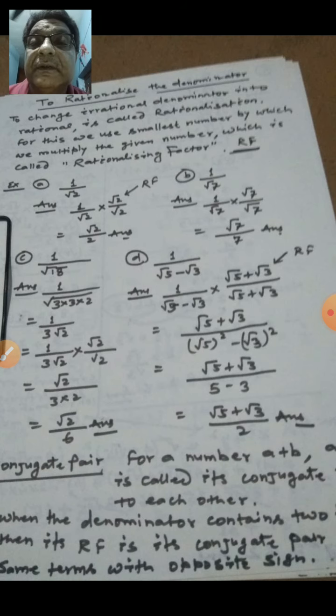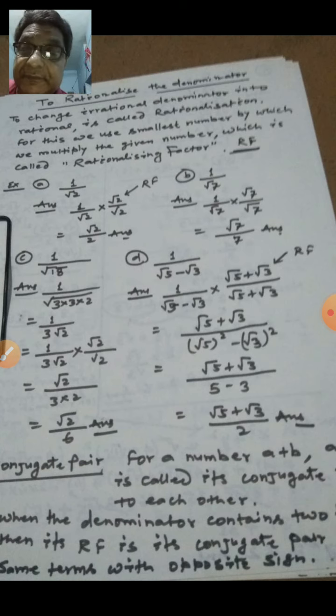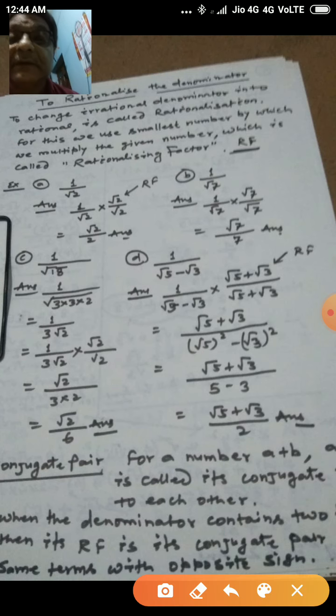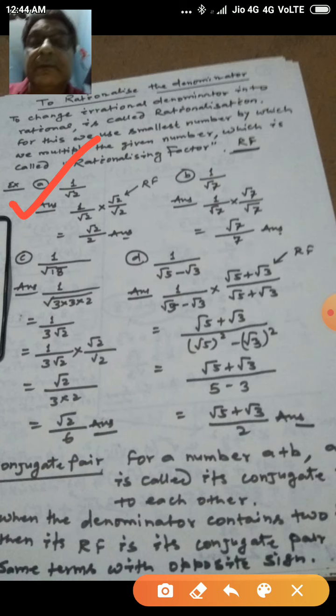And for this we multiply the given number, both in numerator and denominator, by the smallest number. That number is called the rationalizing factor. In short, it is RF, rationalizing factor. So now take some examples here. First, 1 by root 2.